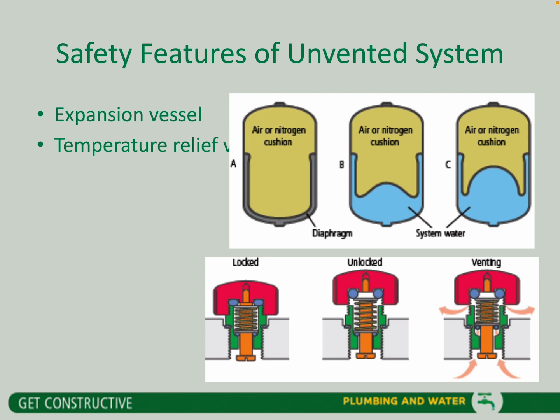Temperature release valve. As the temperature builds up, you can see there you've locked, unlocked and venting. As the temperature and pressure build up in the system, the pressure will start to push up on the locks. So it'll push it up, it'll unlock it, and once it is unlocked, it'll start to vent. The reason for this is to allow that pressure to escape.